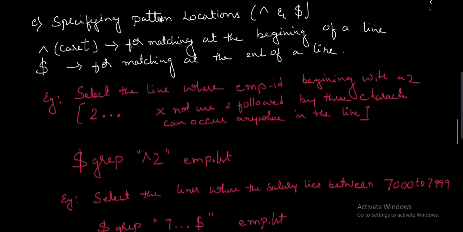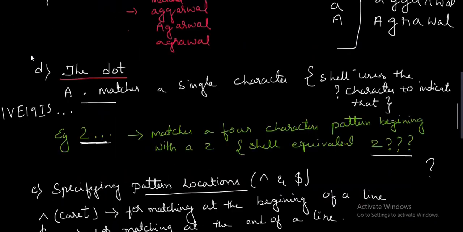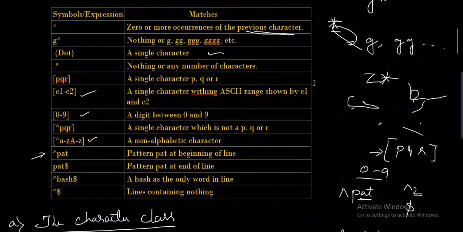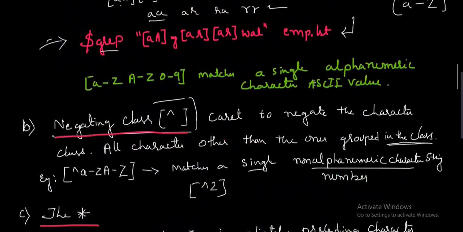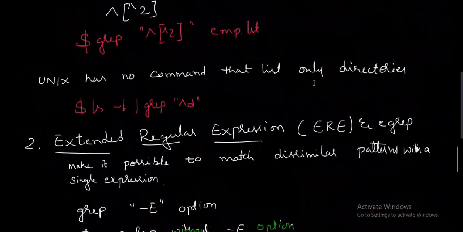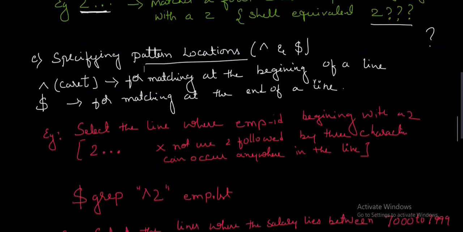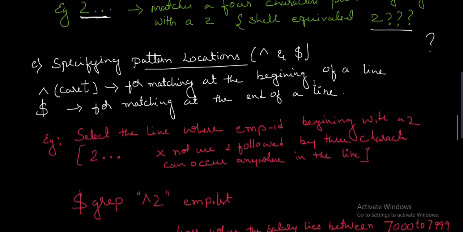Next we have specifying pattern location. How do we specify the pattern location? We have 2 notations, which I think I already told you in the beginning of that list. If you want to select all the employee IDs whose number starts with 2, you can use these characters or expressions. So for specifying pattern locations, one is the negation notation, followed by the dollar symbol.